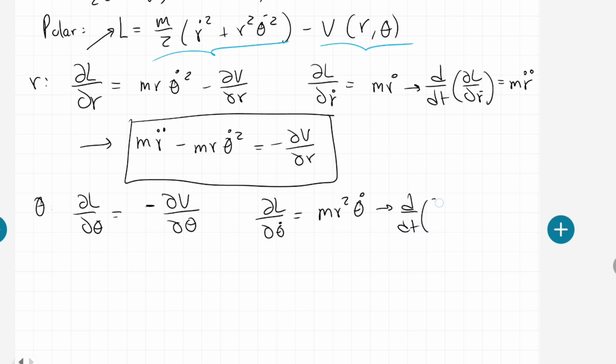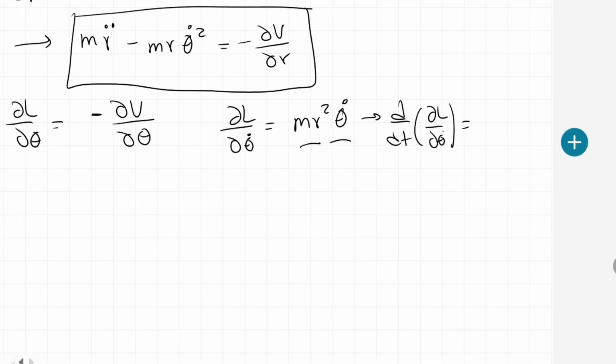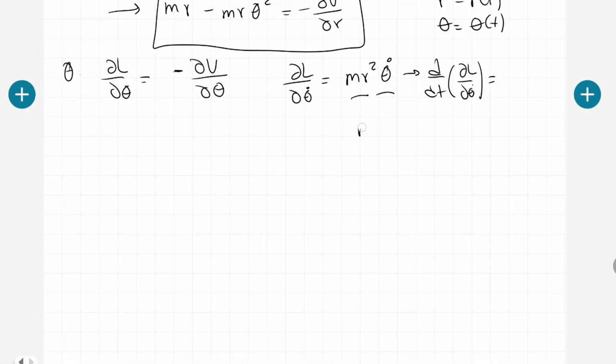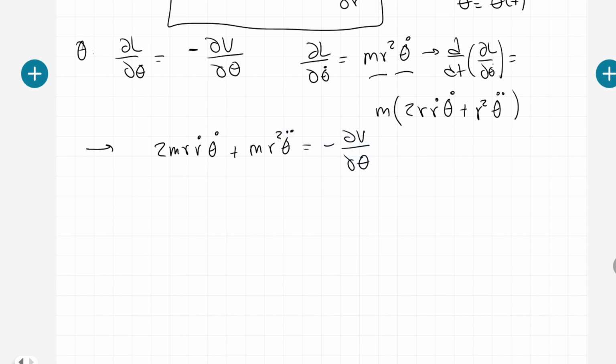Then the derivative with respect to time of this: we have a product of functions of t. Remember that, of course, r depends on t and theta depends on t. So that means that here we are going to get m times 2 r r dot theta dot plus r squared theta double dot. If we plug this in the Euler-Lagrange structure, we get 2 m r r dot theta dot plus m r squared theta double dot equals negative the partial of V with respect to theta.